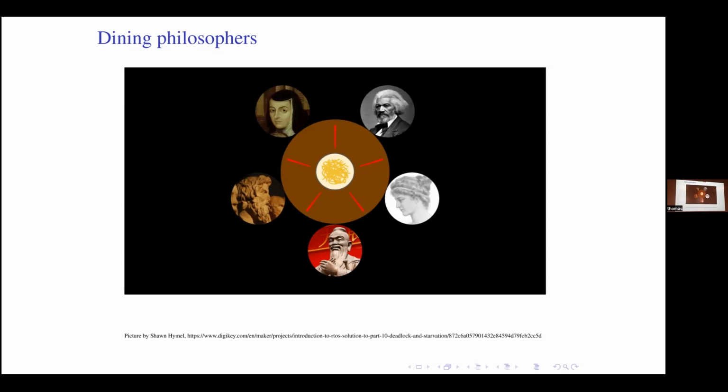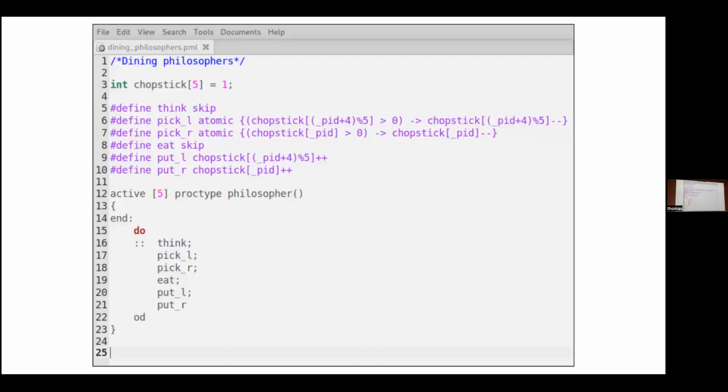So this can be described in Promela like this. We have an array of 5 integer variables which correspond to the chopsticks. Actually, during the program, they can only be 0 and 1, where 1 means free, 0 means taken. And then we have the 5 philosophers who execute this loop: think, then pick the left chopstick, pick the right chopstick, eat, put the left chopstick down, put the right chopstick down. And the meaning of these actions is given in these definitions here.